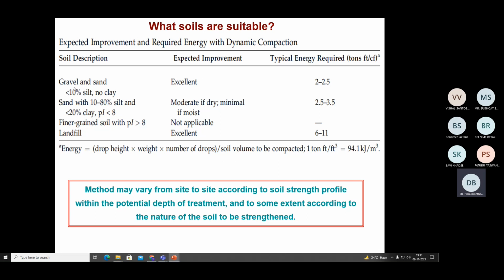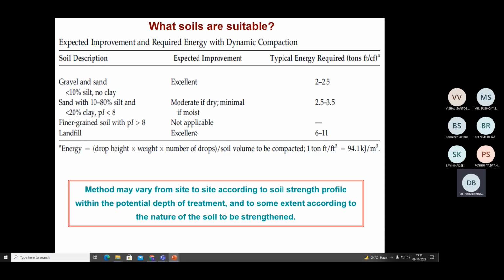So for example, if you are dealing with gravel and sand with less than 10% silt and no clay, the expected improvement is excellent and the typical energy required is 2 to 2.5 ton-feet per cubic feet. Sands with 10 to 80% silt and less than 20% clay, but PI less than 8: moderate if the soil is in a dry state, minimal if it is moist, and the energy required is 2.5 to 3.5. Fine-grained soils with a plasticity index greater than 8: the technique is not at all applicable, so there is no point in talking about the energy.